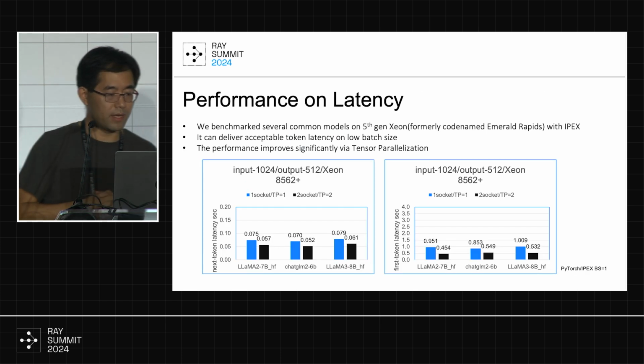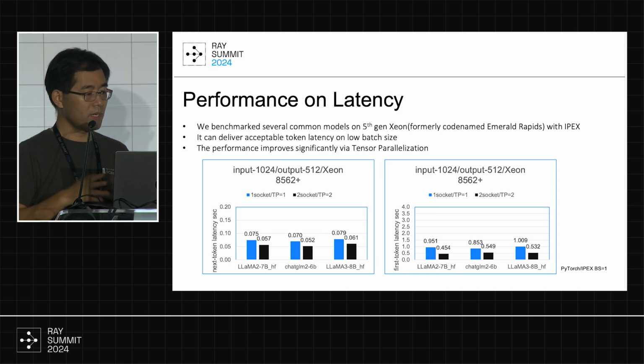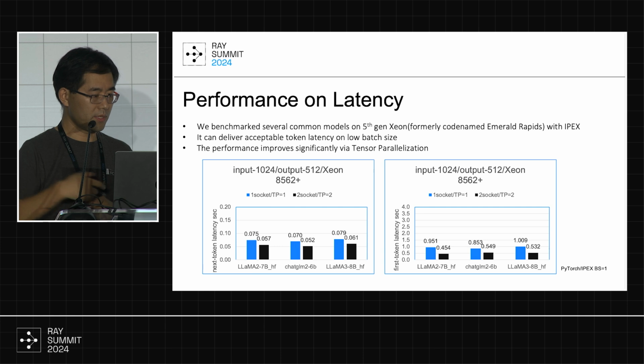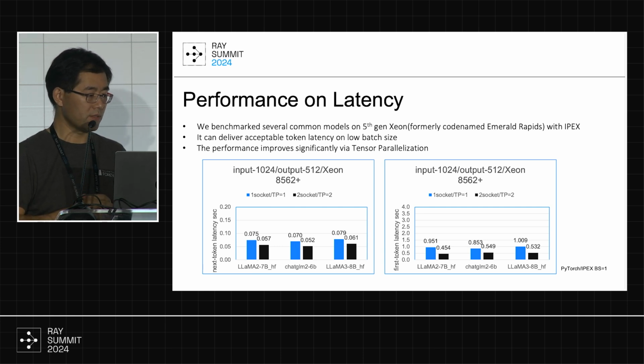Now, second is latency. So we benchmarked several common models on the 5th gen Xeon with IPEX. Here the left side figure is the second token latency, and the right side figure is the first token latency. The blue bar is the one socket result with TP equals 1, and the black bar is two sockets with TP equals 2.